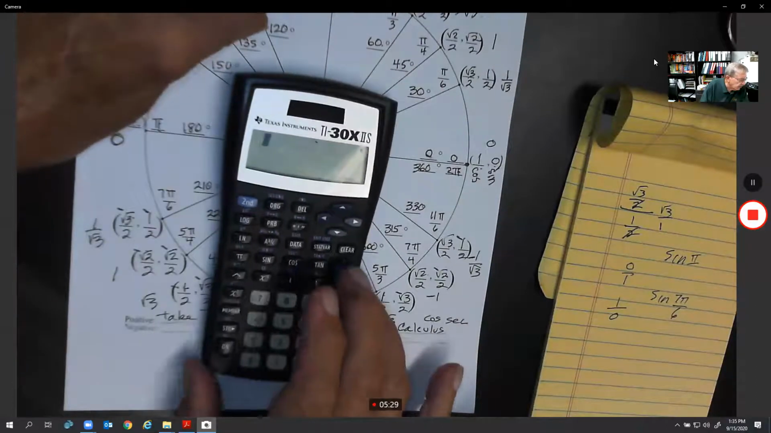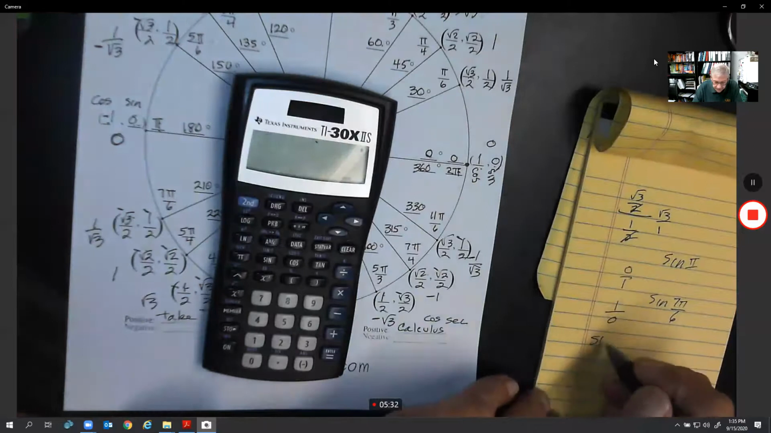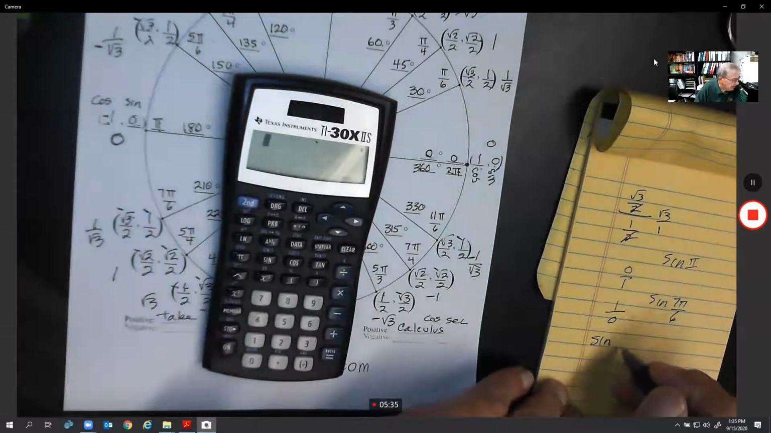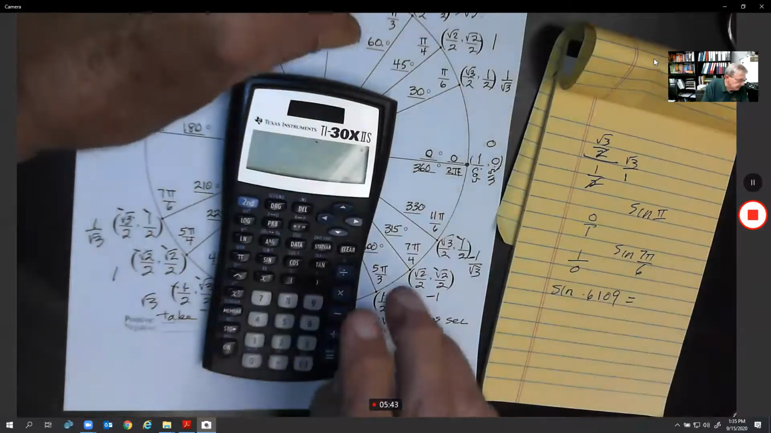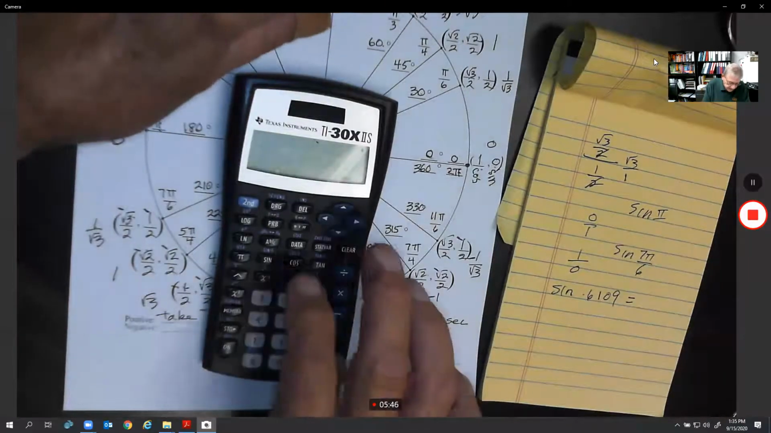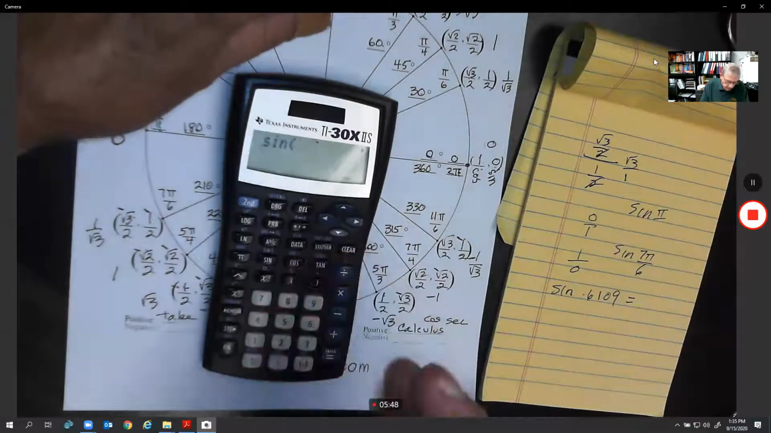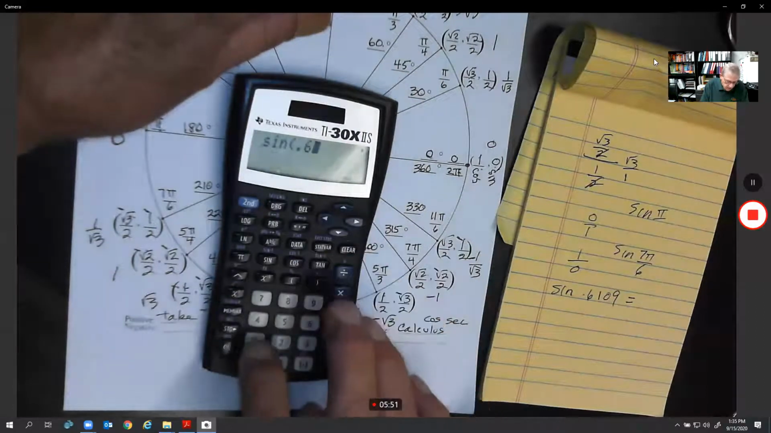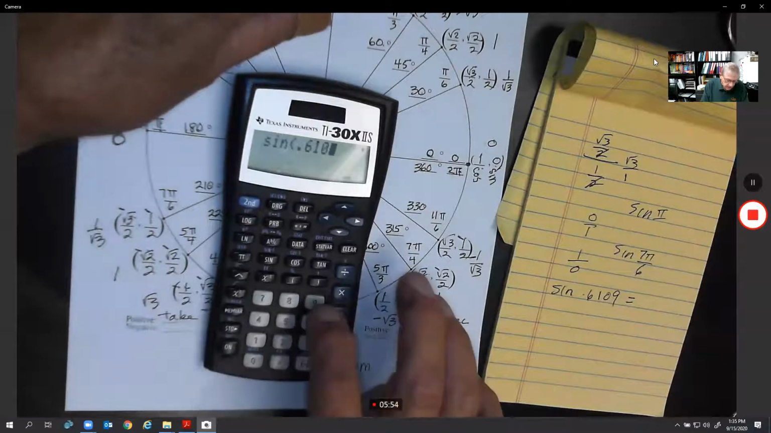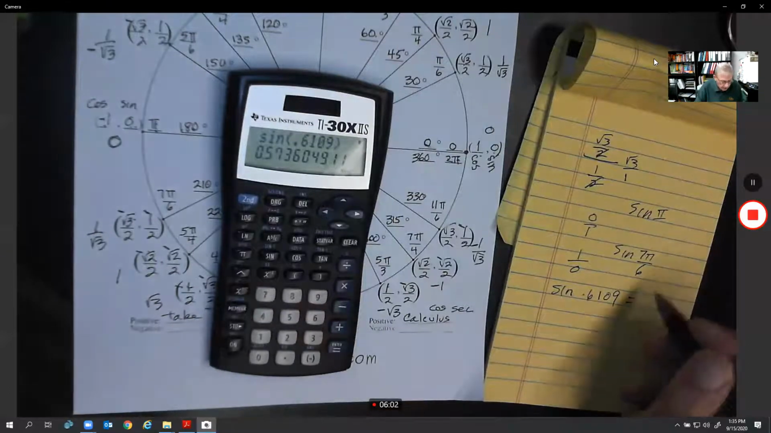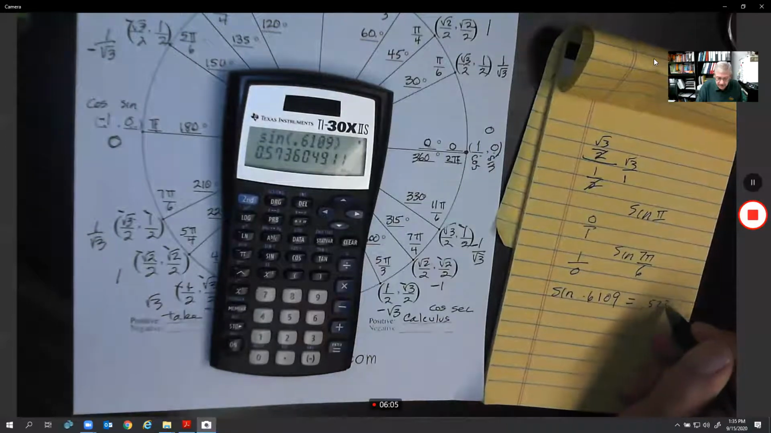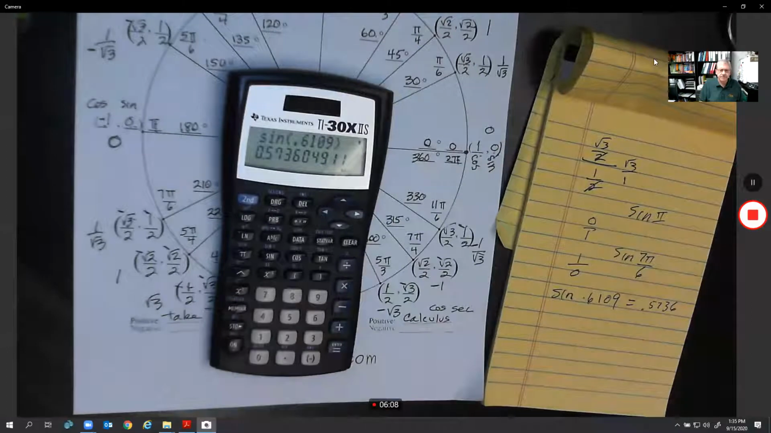So then I want to find the sine of 0.6109. What I want to do is hit 0.6 sine, and now I've converted it to radians, 0.6109, parentheses, and then of course hit equal. Let's see if we come out with the right answer. That'd be 0.5736. Probably carrying about 4 decimals.